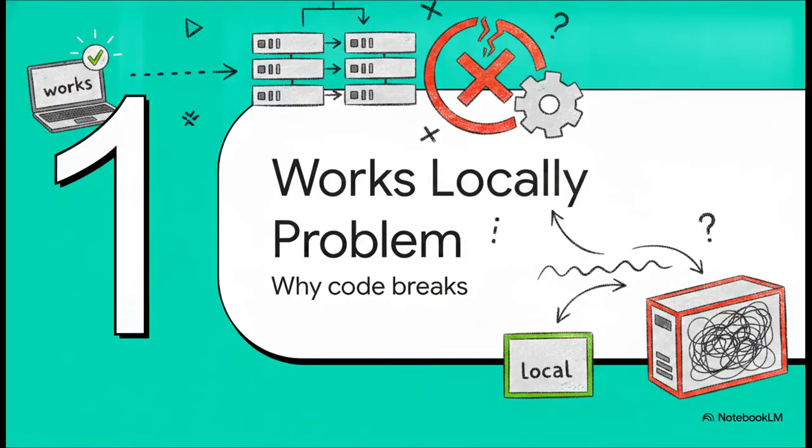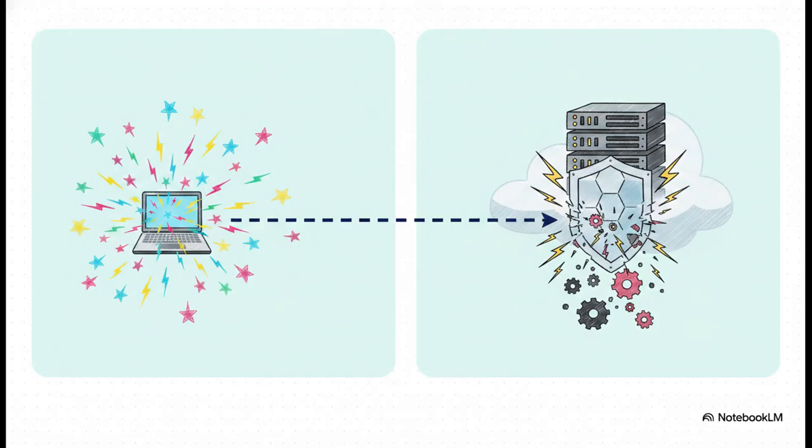Section 1, the works locally problem. Why code breaks in production. Okay, let's validate that frustration for a second. Why does this environment mismatch even happen? Well, think about your runtimes.